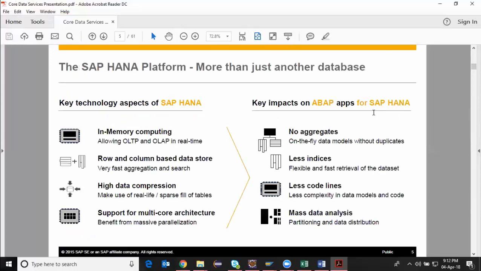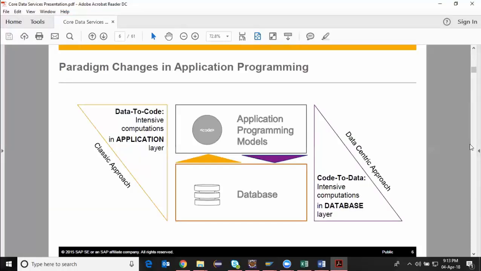So what is the impact of SAP HANA? We already talked about it in the initial session, right? Row and column, in-memory, high data compression. You all know it. Multi-tier architecture, multi-core architecture. No aggregates. This is all what we initially talked about. Then we also talked about this paradigm. Code to data is the new paradigm, not data to code. Initially SAP was saying write everything in the application. Now they're saying push down everything to the database. You know it.